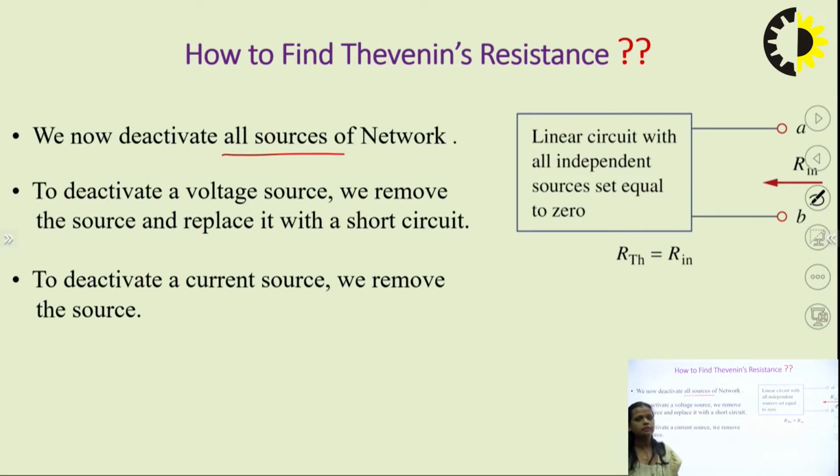So how to deactivate the voltage source? To deactivate the voltage source, you will remove the source and replace it with a short circuit. And to deactivate the current source, you will remove the source from there. After doing this, you will see the equivalent resistance from the terminals from where you have removed the load. So the equivalent resistance is equal to the Thevenin resistance.